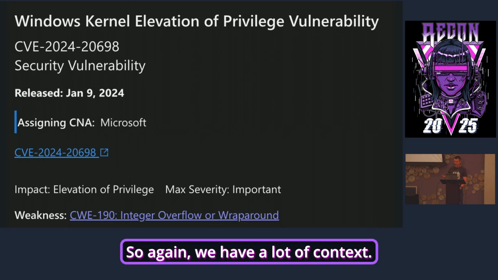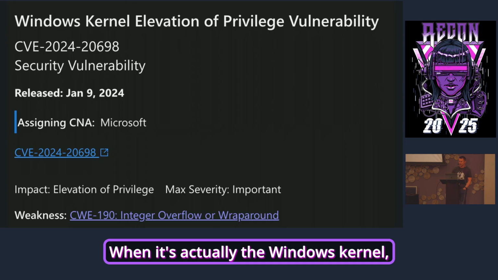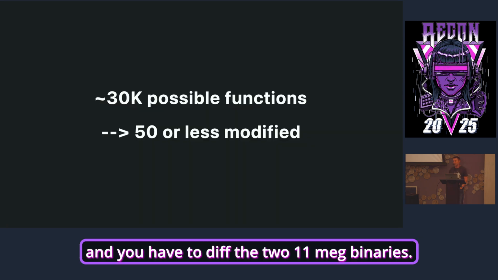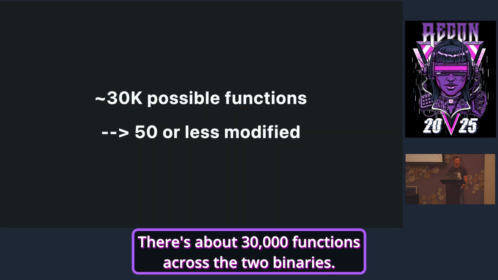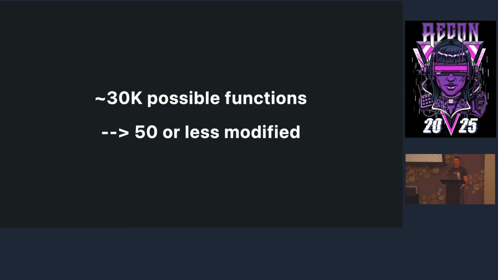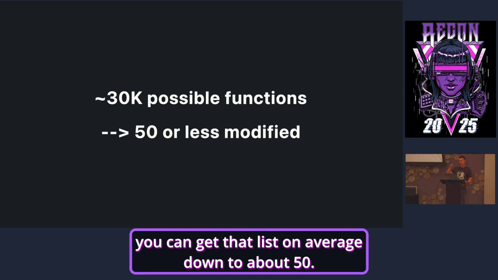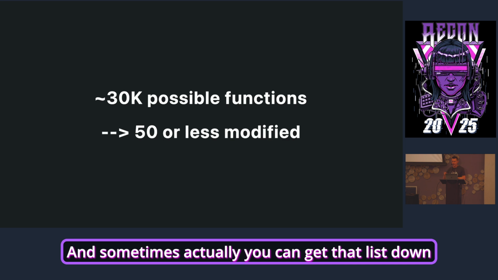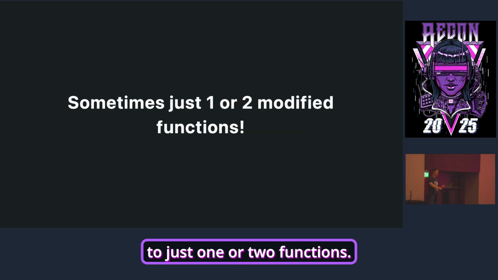So again, we have a lot of context. When it's actually the Windows kernel, it means the Windows kernel. And you have to diff the two 11 meg binaries. There's about 30,000 functions across the two binaries. And with diffing, actually, you can get that list on average down to about 50. And sometimes, actually, you can get that list down to just one or two functions.